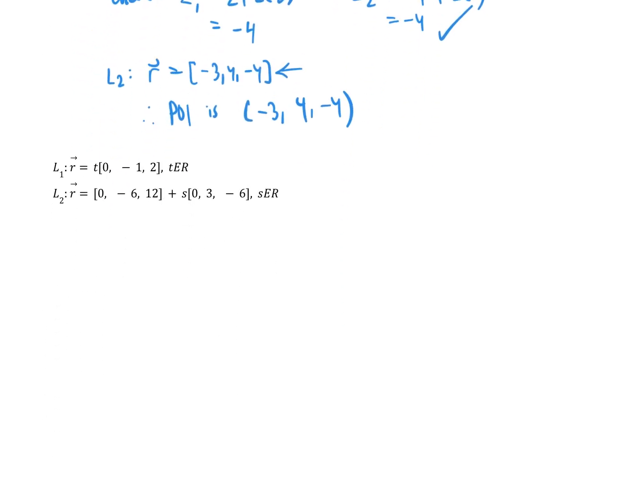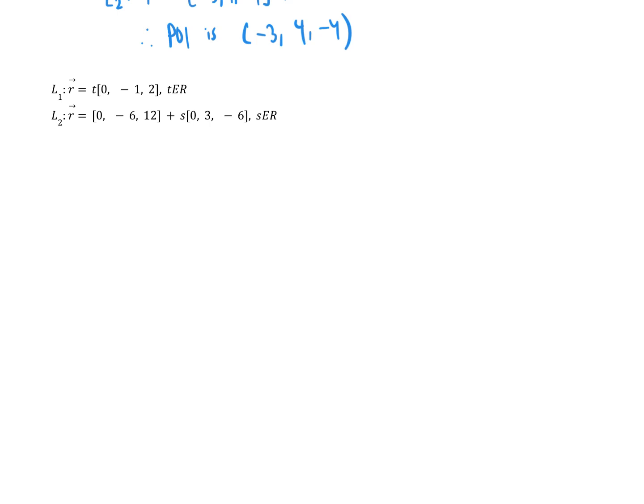All right, second example. Here are our lines. For line 1, our R naught is actually the origin because there's nothing there. So 0, 0, 0 plus t times the direction vector. And I'm going to start off by looking at the direction vector here. So if I look at them, well, it looks like I can multiply 0, -1, and 2 by -3 to get 0, 3, and -6. So the lines are parallel.